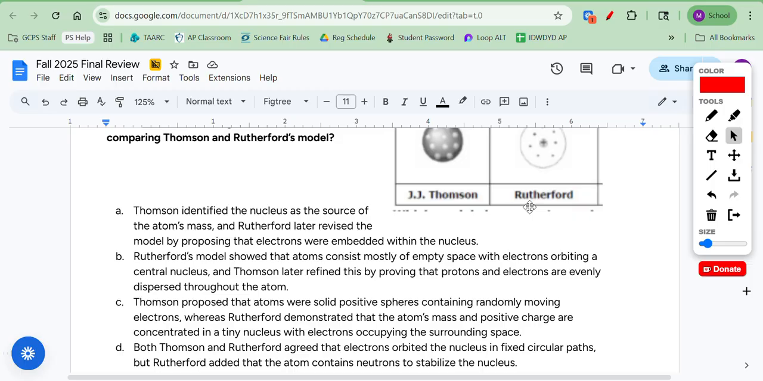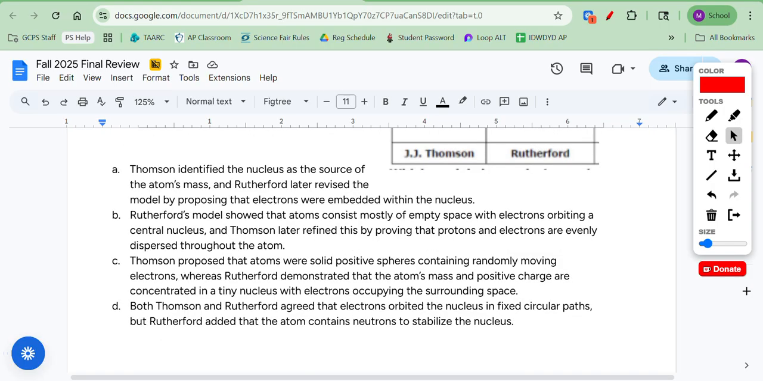So letter A, Thomson identified the nucleus as the source of the atom's mass, and Rutherford later revised the model by proposing that electrons were embedded within the nucleus. The first thing that I like about this answer is that it's in the right order. Thomson is first and Rutherford is second. But what I don't like is what they have linked them to. Thomson did not identify the nucleus. That was Rutherford. And Rutherford did not propose anything about electrons being embedded within the nucleus. So that is completely wrong.